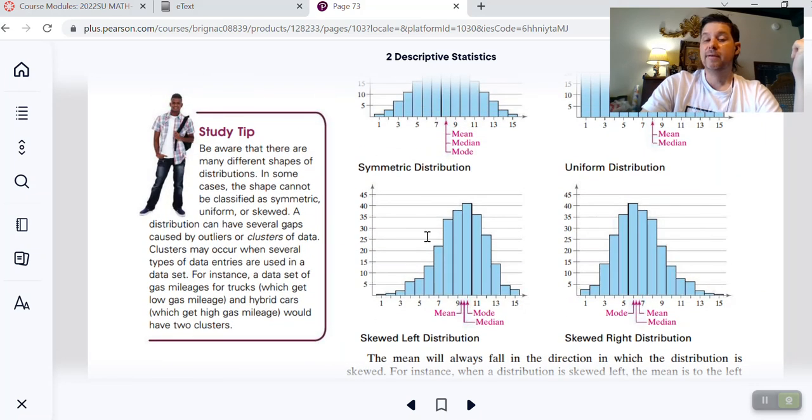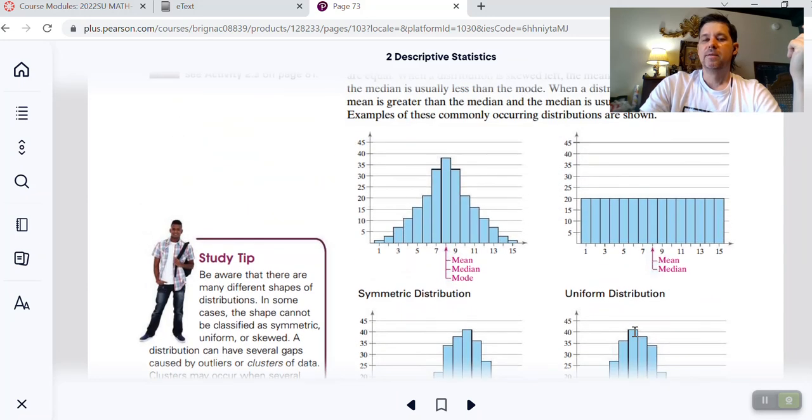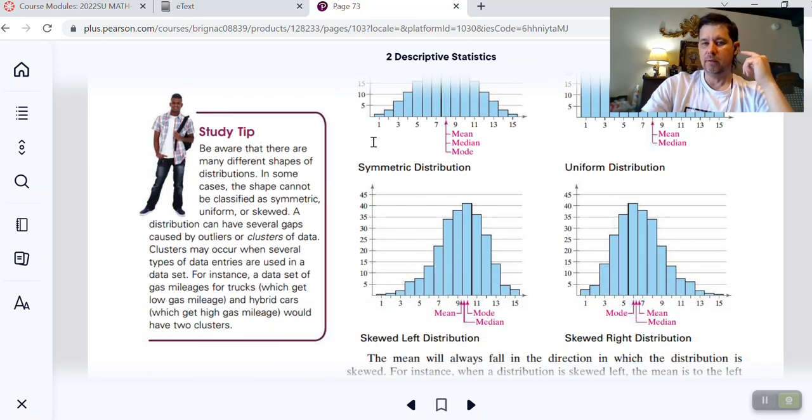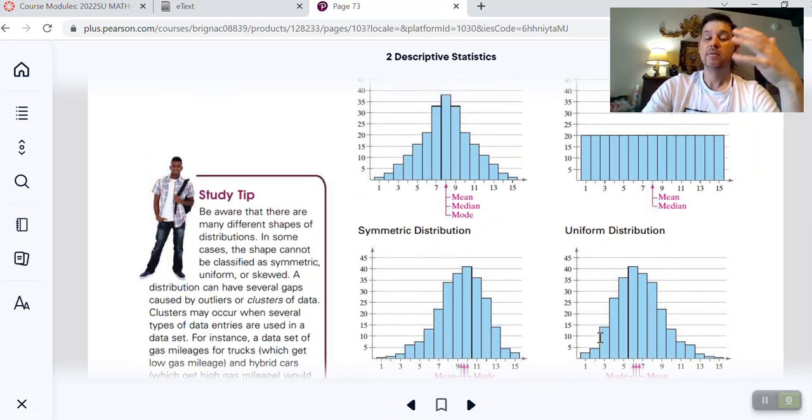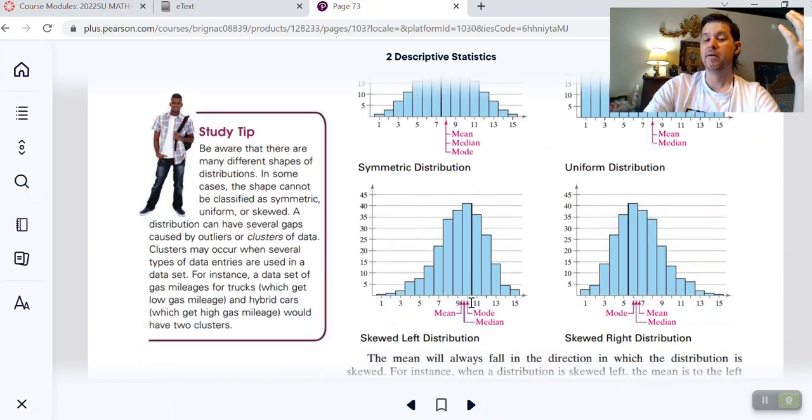And in skewed left, the mode is to the right of the median, and the mean is to the left of the median. And then in skewed right, we get the opposite. The mean is to the right of the median, and the mode is to the left. Okay, so one, we should know the names of the basic distribution shapes, and we should be able to identify them when we see them. And two, basic information about means, medians, and modes is how they occur on those 4 distribution types.